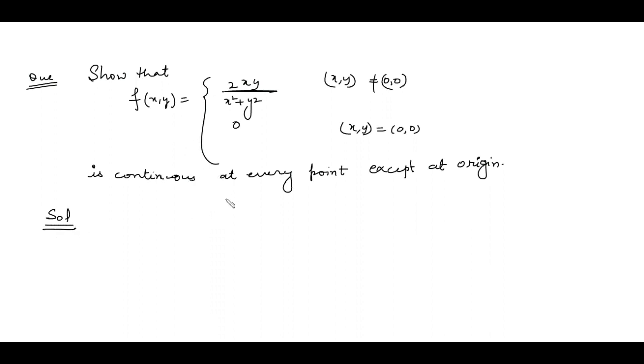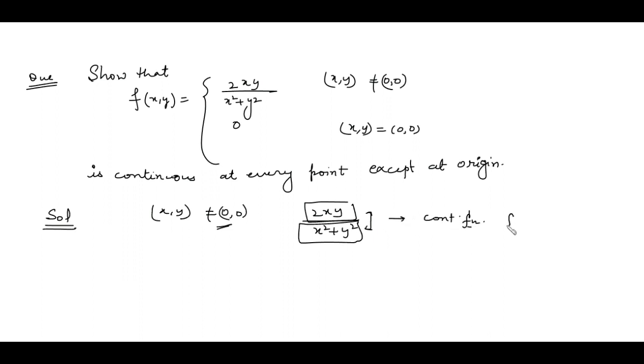Now just see the solution. Whenever your point is not (0,0), this is a rational function, a polynomial divided by a polynomial. This is continuous, this is continuous. The division of two continuous functions is again continuous provided the denominator is non-zero. So here it is non-zero because x, y are non-zero. So this is a continuous function for all (x,y) belonging to the reals except (0,0). So clearly this function is a continuous function.